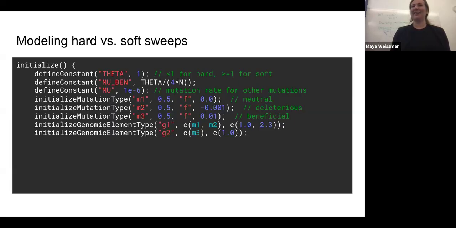I think that's, yeah. The DFE has nothing to do with that. No, you're right. Thank you.